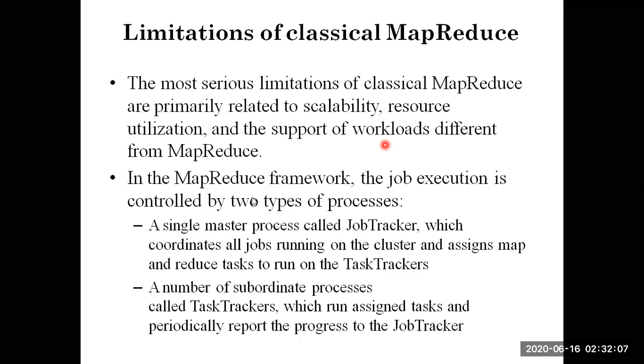And here in this MapReduce framework, the job execution is controlled by two types of process. One is master, and the second one is subordinate process. If you take Hadoop HDFS, you have two things, one is name node, the other one is data node, like a master and a slave. So it is something like a job tracker and the task tracker. Job tracker will be the one which will be coordinating all the jobs of a task tracker, and task tracker will be the one which will be periodically reporting and updating things to the job tracker.